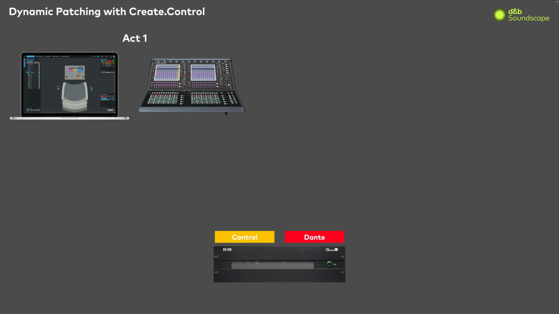Let's say you're working front of house at a music festival and you have two bands playing on your stage, one after the other. The first band, Act 1, has their own Create.Control instance and mixing console routed into the DS100. The first band's mixing console is routing their audio via Dante channels 1 through 16 into the DS100, and the Create.Control project on their laptop is connected to the DS100 via a separate network and sending control data to control NSCENE inputs 1 through 16.